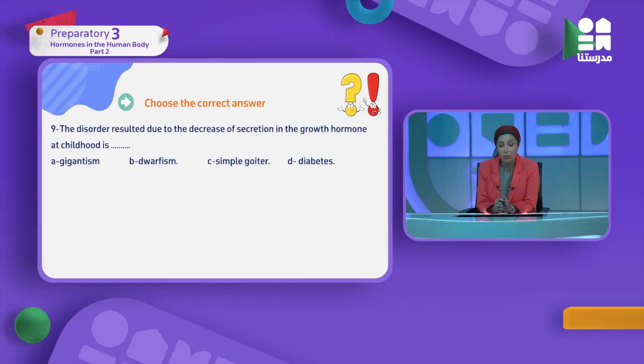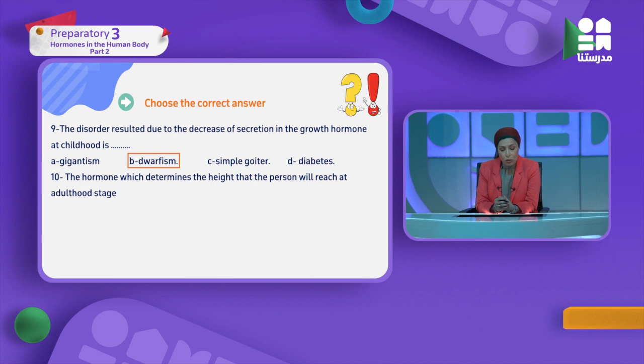The disorder resulted due to the decrease of the secretion in the growth hormone. هنا عندي disorder اللي بيحصل في الجروث هرمون نتيجة الجروث هرمون is at childhood. ايه اللي بيحصل؟ ولازم افوكس كمان disorder here it's decreasing in the يبقى underlying what? disorder and underlying the word decrease in the secretion of growth hormone. هما الثلاثة كيز بتوعي disorder decrease in the growth hormone, so easily I will choose dwarfism.